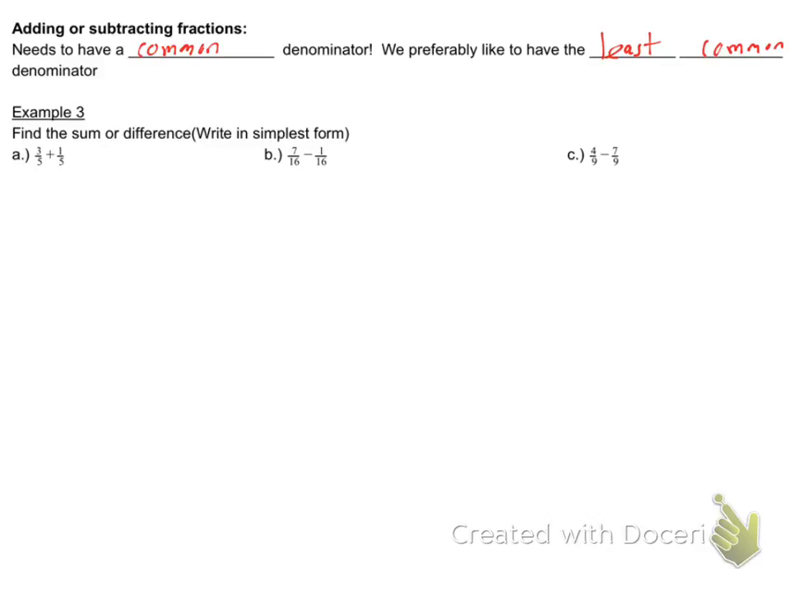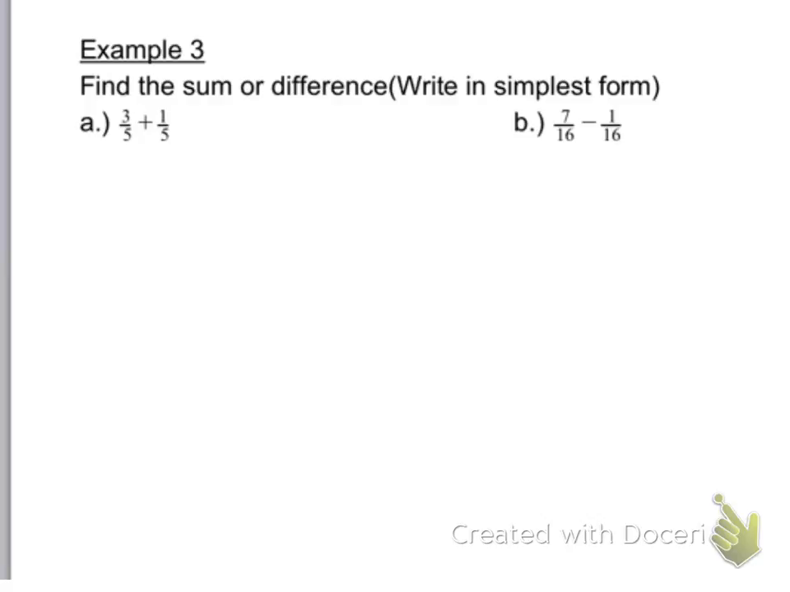So now it looks like all 3 of these have common denominators. So, looking at the first problem, 3/5 plus 1/5. How can I do this, and how do I show my work? Do we have common denominators? So what does that mean we can do?